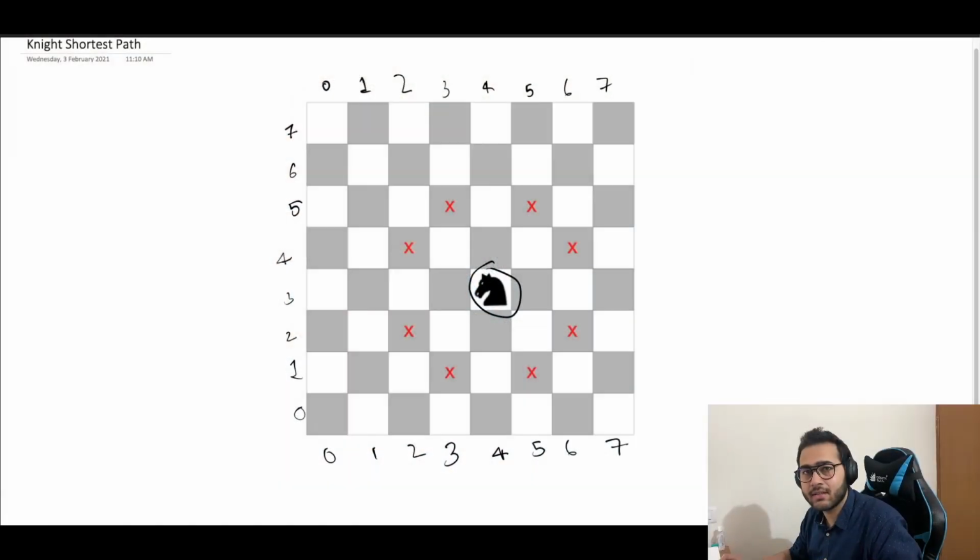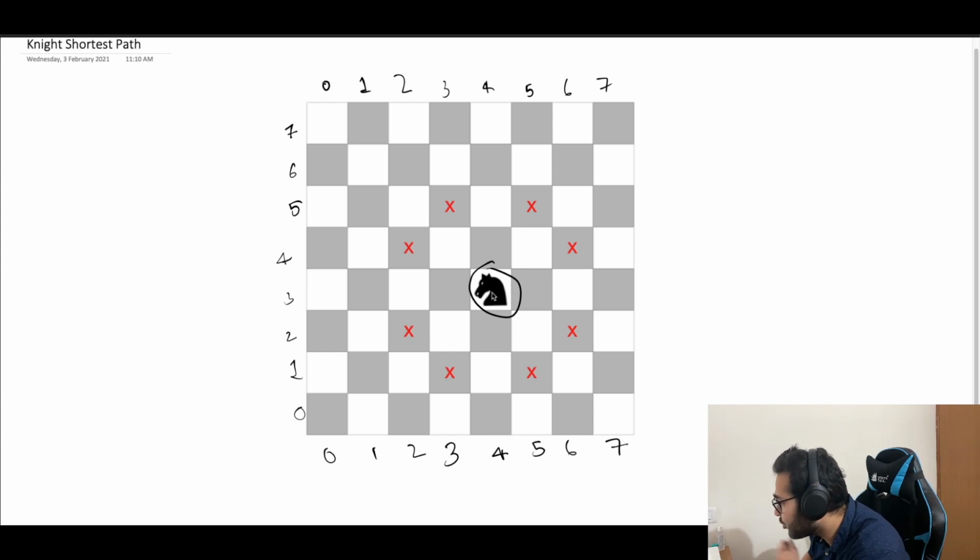source position where our knight is present. We'll find out the minimum number of moves required by the knight to go from the source to the destination. So without wasting any further time, let's get started. So now let's consider a knight at a given position. Let's see where all it can go.